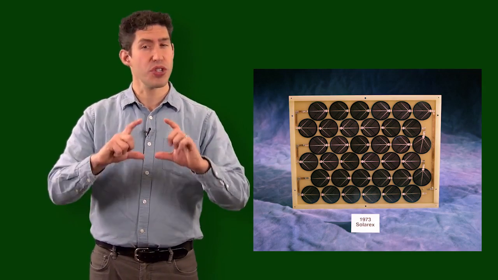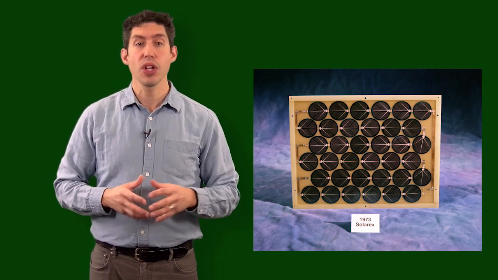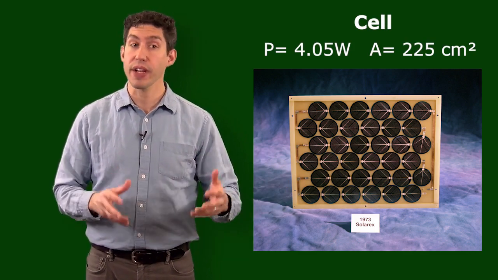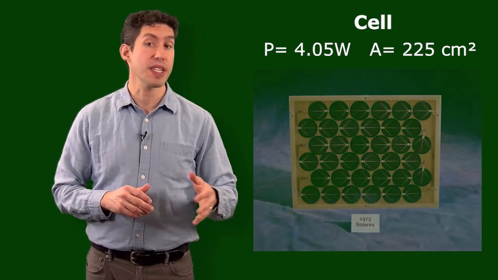Let's now take this calculation for a single cell and expand it to a whole module as an alternative way to calculate the power and efficiency over 1 square meter. For a module, the area that we consider is the whole footprint of the module, not just the area of the photovoltaics themselves, which is referred to as the active area. Looking at an older solar cell design where cells were circular, an individual cell could be 4.05 watts, like in the previous example, with an area of 225 square centimeters.